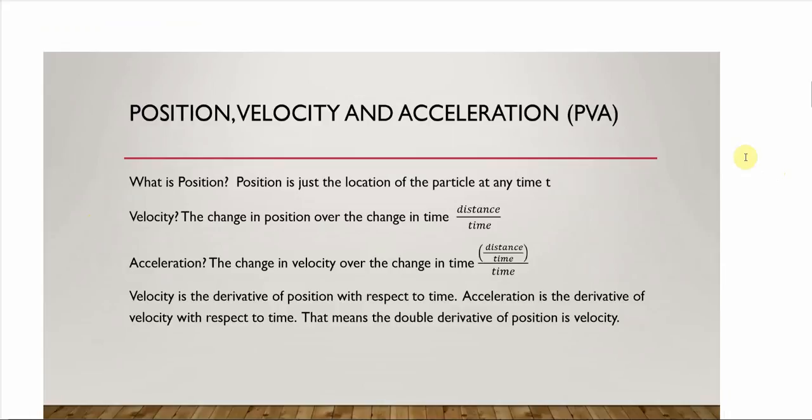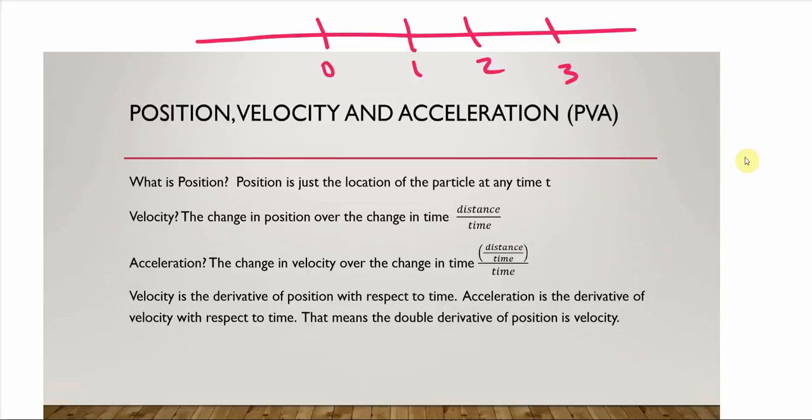What is position? Position is merely the location. Most of the time we're going to be looking at the location on a number line. So for example, here's 0, here's 1, here's 2, here's 3. If I asked what's the position of the particle, you could say x at 0, that means at 0 time, my particle is located at 2. And then 2 seconds later, we find out that my particle is over here. So the particle traveled from here to here, and we're going to say that the position now is 0.